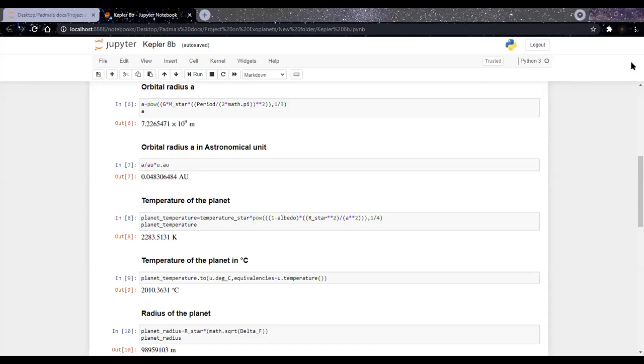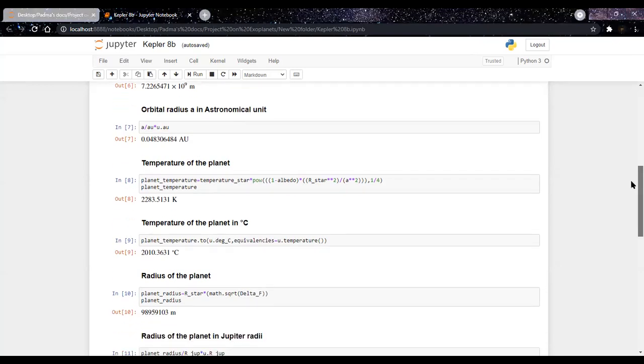Feeding in the formula of orbital radius A to Jupyter notebook gives the orbital radius as 7.226 × 10^-9 meters. The orbital radius in astronomical unit AU is simply the orbital radius in meters divided by 1 astronomical unit, which is equal to 1.49 × 10^11 meters.